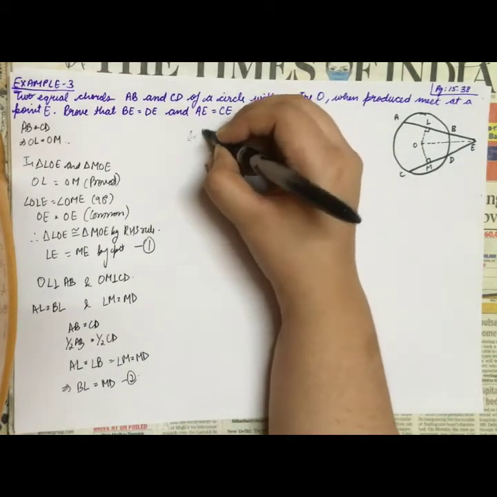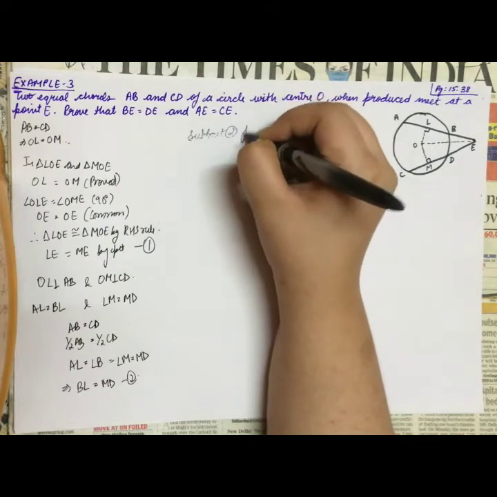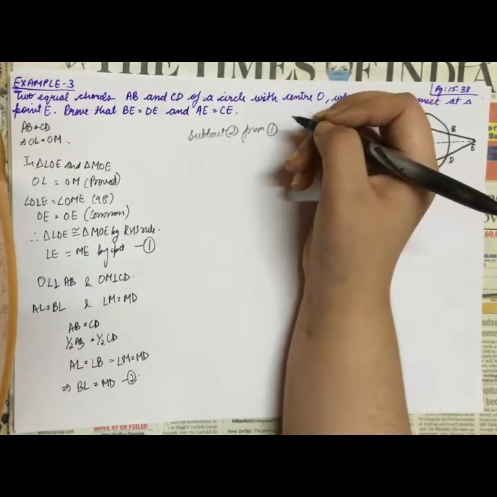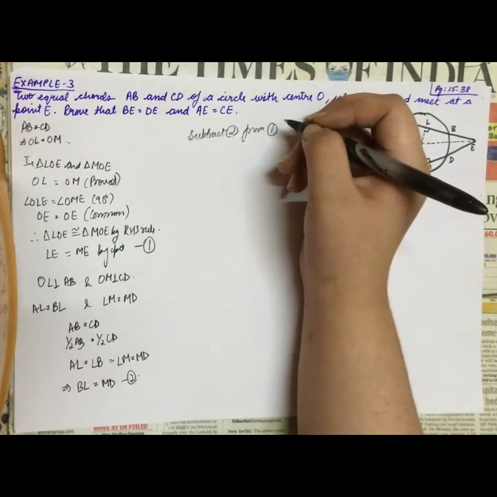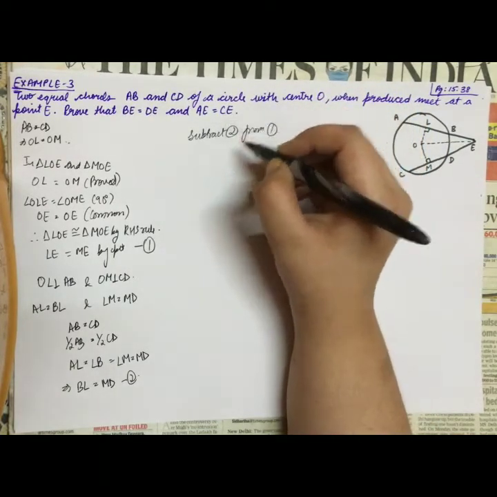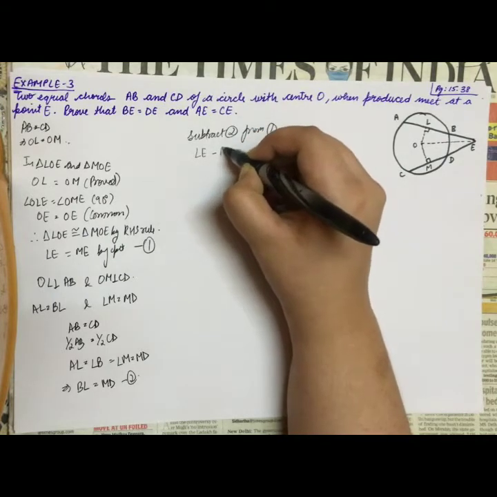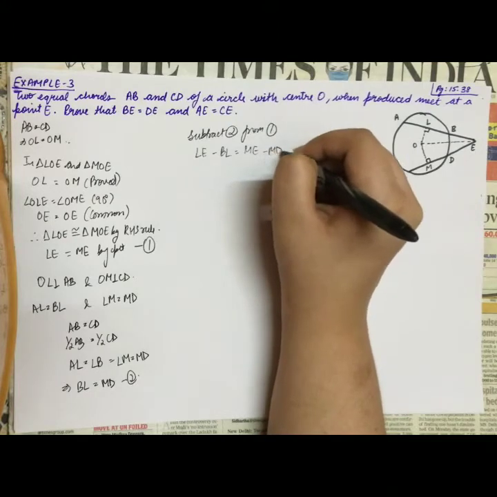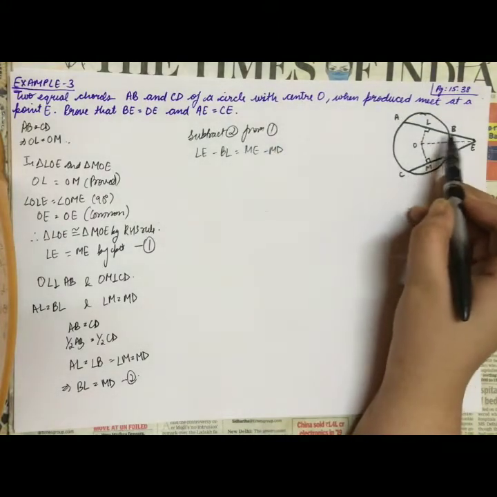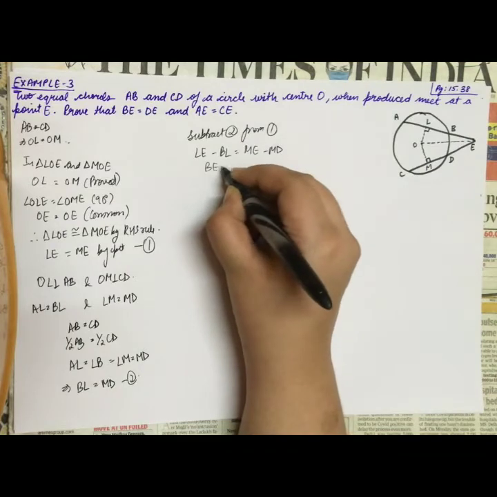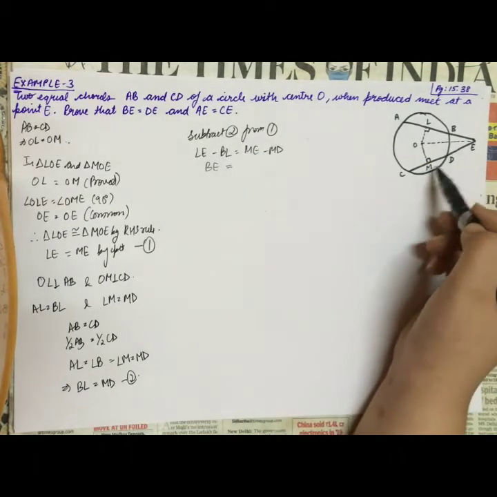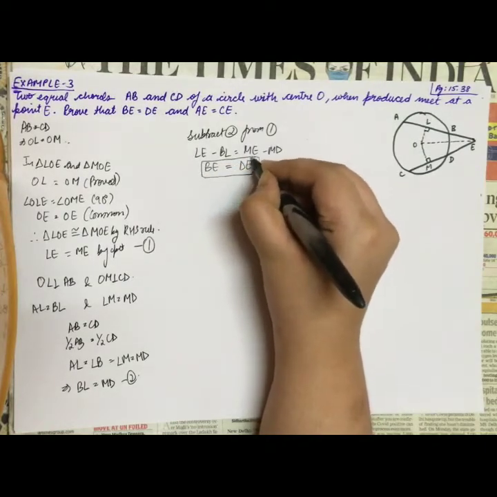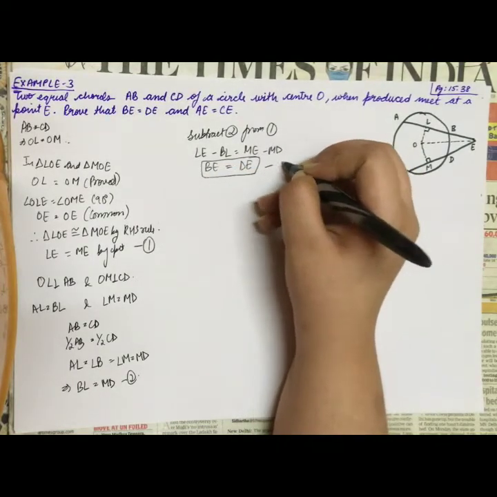Now we will subtract 2 from 1, which means LE minus BL is equal to ME minus MD. Now LE minus BL is equal to BE and ME minus MD is equal to DE. Hence proved. Now we'll mark this one as 3.